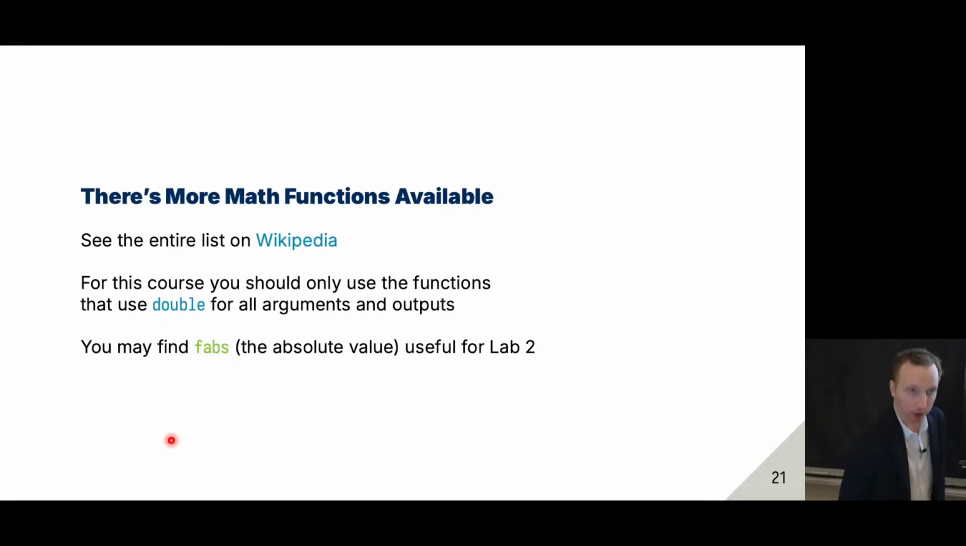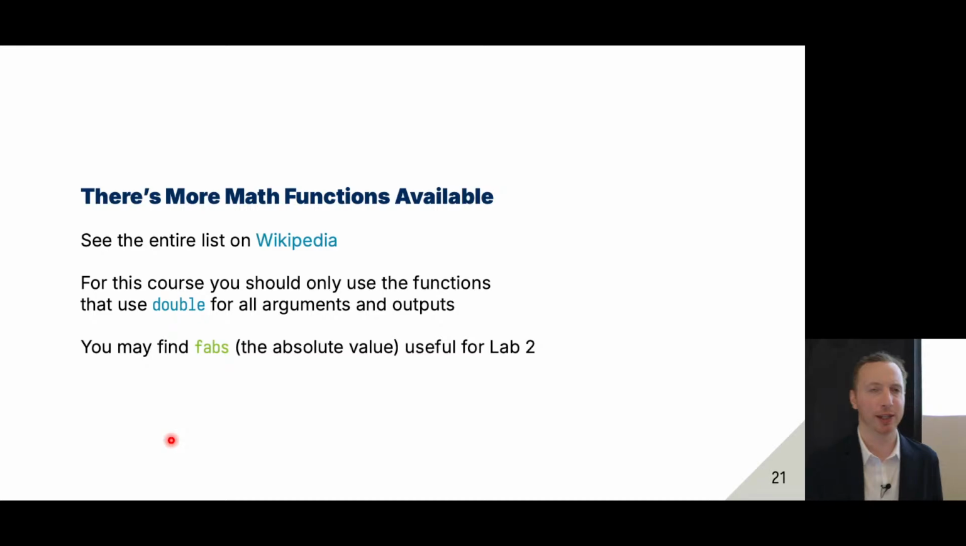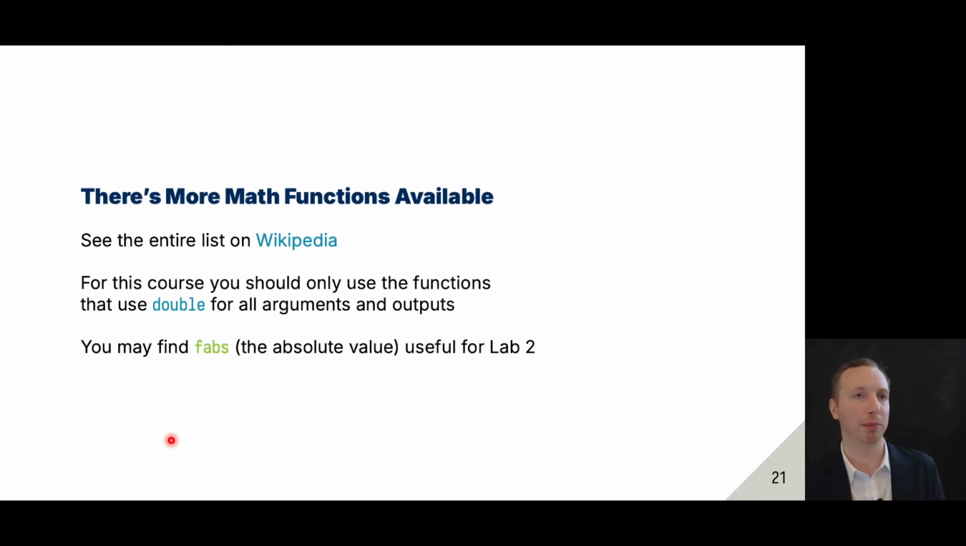Perfect. So way more math functions available. There's an entire list on Wikipedia that's clickable if there's a math function you need to find. For this course, you should only use the functions that just have doubles for all the arguments. So we're only considering doubles. That's the most precise thing we have. Just gets rid of a lot of problems.